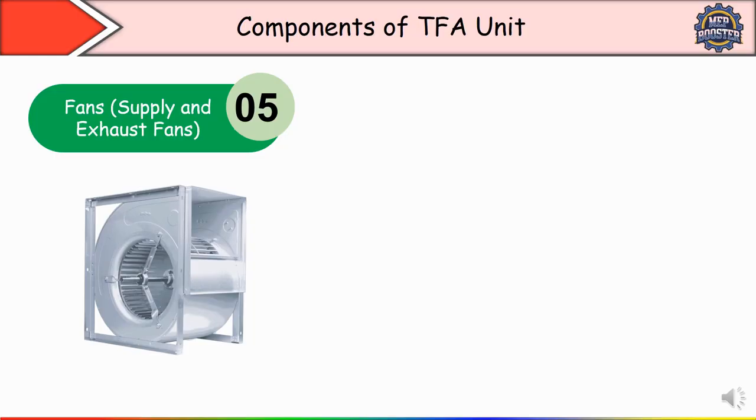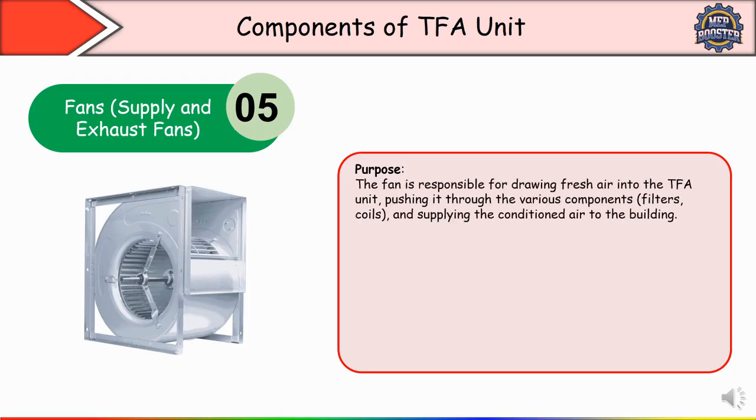Next we have the different types of fans which we are using in the TFA unit. So the main purpose of a fan is what? Fans in the TFA unit drive the movement of air through various components and ensure sufficient airflow into the building. They also regulate the air pressure in the duct and air distribution system. Same thing is written here.